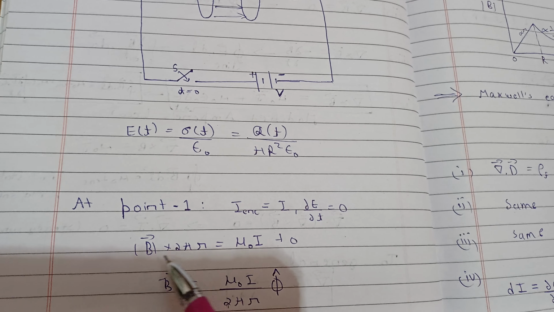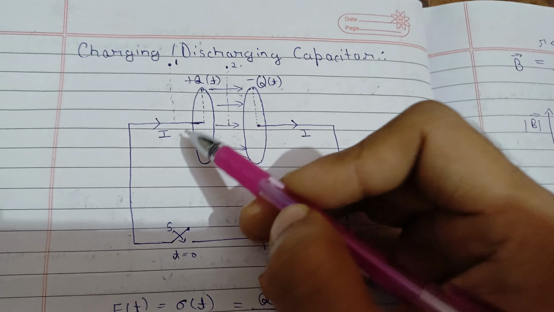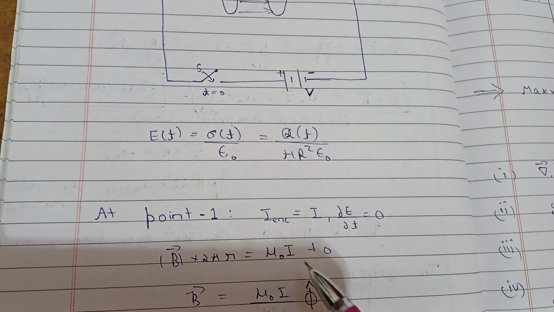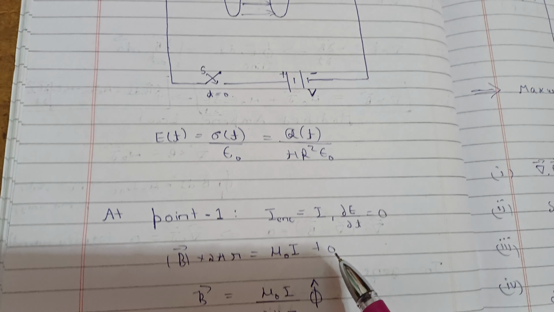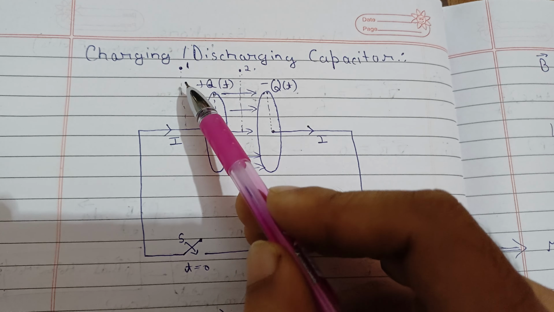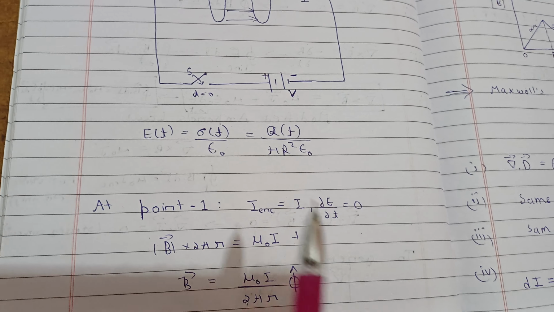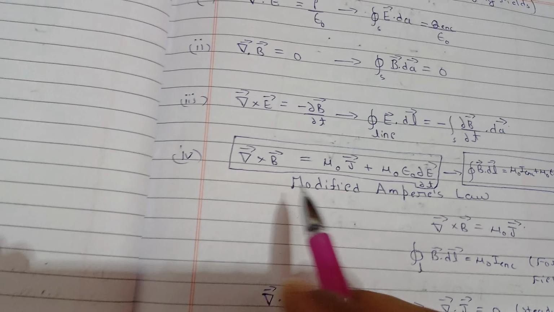So that will be B multiplied by 2 pi r, where this radius is r, equal to mu naught times the current I, plus the change term. Del E by del T will be 0 because there is no electric field changing, so the other part is 0. We are using this equation.